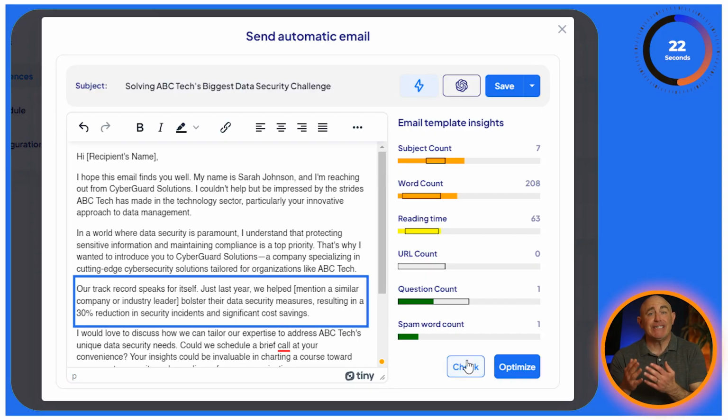Next, it's important to incorporate social proof by mentioning success stories, testimonials, or case studies of clients who have benefited from your product or service. This really helps build trust and credibility.